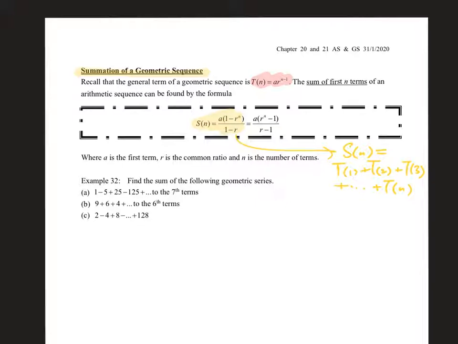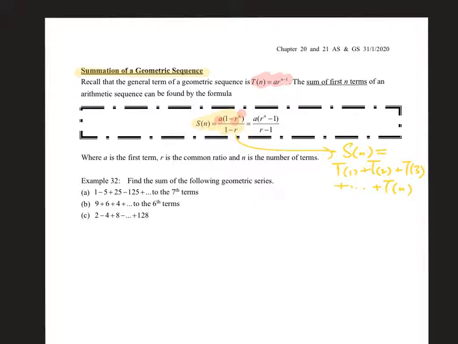Going back to the formula itself, you will see that we need three pieces of information in order to find the summation of a GS. They are a, the first term, r, the common ratio, and also n, how many terms there are. It's a bit different to what you need in an AS, where you need the last term. But in our summation of a GS, we need not do so.